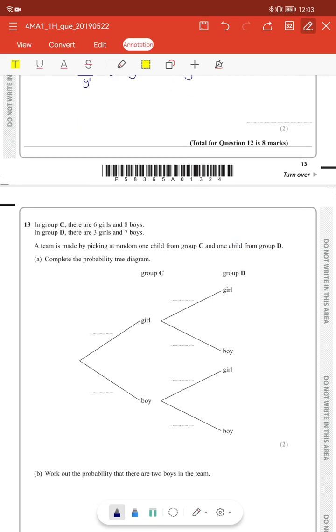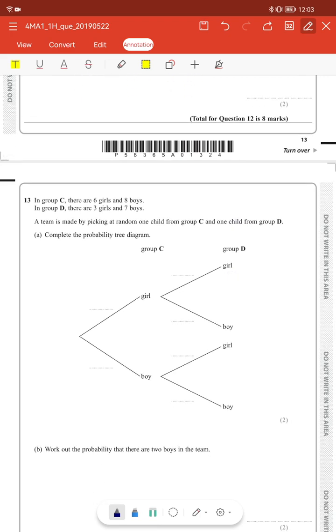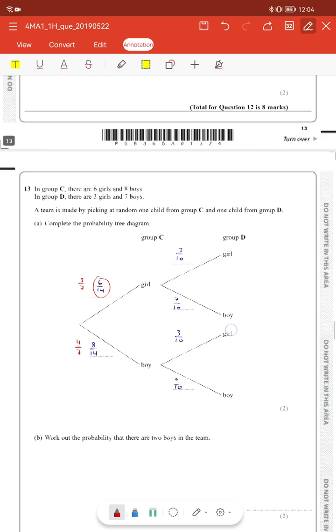In the group C, there are 6 girls and 8 boys. In the group D, there are 3 girls and 7 boys. The group is made at random from 1 child from C, 1 child from D. Complete the probability. So 6 out of 14 are girls and 8 out of 14 are boys. And in this group, it's 3 out of 10, 7 out of 10. Now, we can simplify the first ones. We can divide them all by 2, so we get 3 out of 7 and 4 out of 7, just to make our life easier.